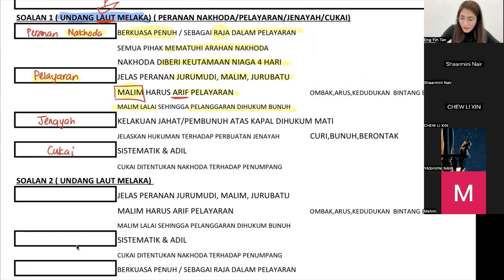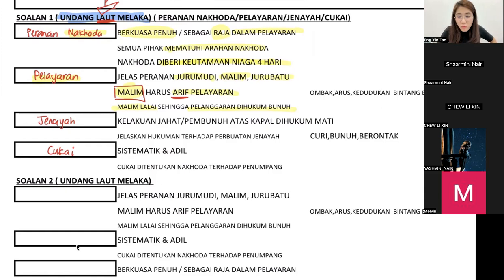Okay, jenayah. Now this one, I give you guys an example. I always tell my Form 2 students: imagine guys, throughout the journey, suddenly my purse disappears. I kena rompak lah, or kena pencuri, they steal my things, or maybe someone attacks me. Okay, I'm bleeding right now. So guys, this is a jenayah case.